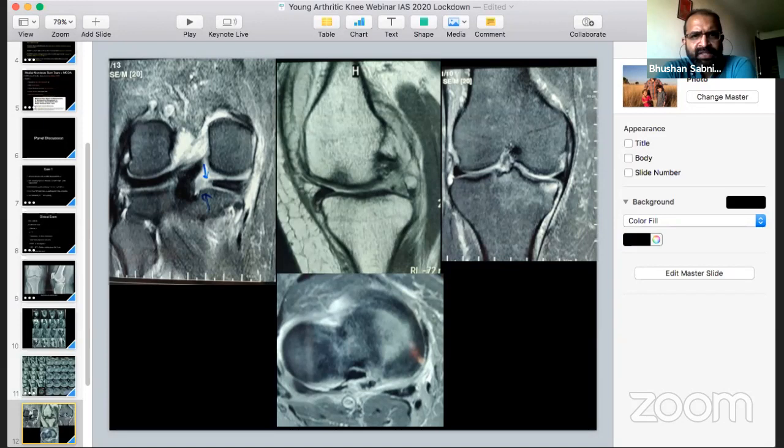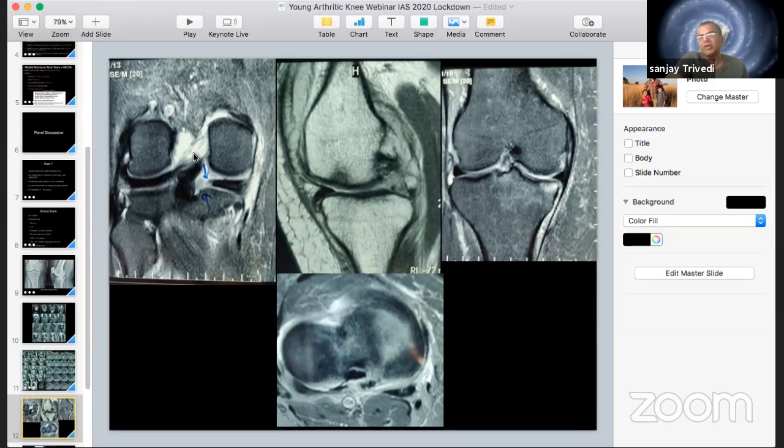Many times when we put the scope inside in this kind of MRI picture, we have a surprise waiting, because the cartilage is not as healthy as we expect in an obese female of 52. Yeah, that is also an important thing to consider.